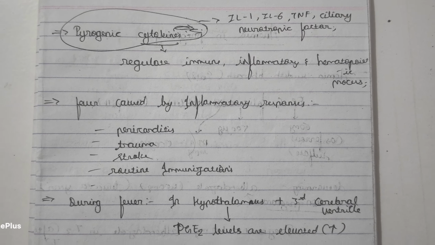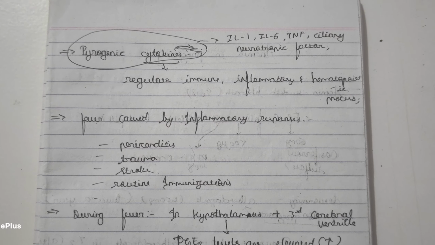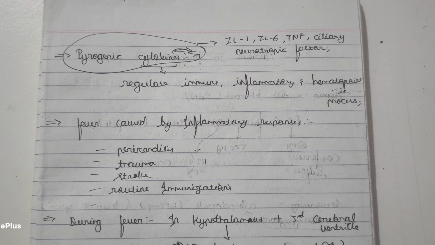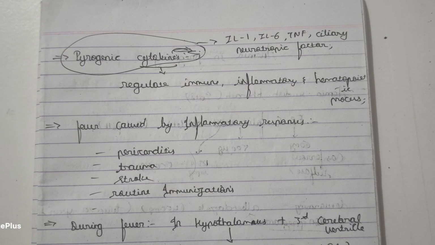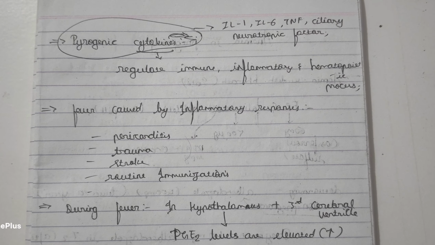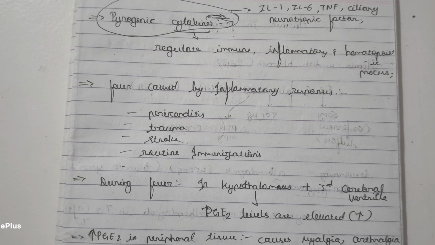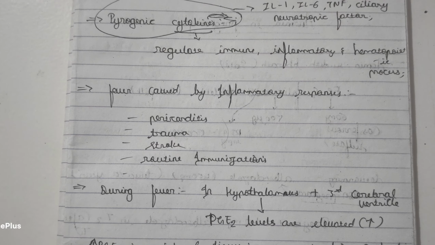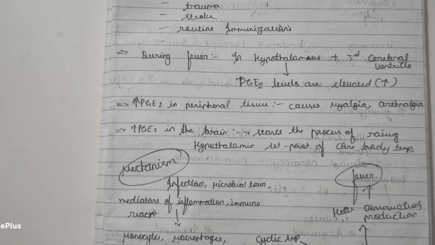Next, some cytokines. They are chemical mediators. These cytokines help in mediating processes of the immune system, the inflammatory system, and hematopoiesis. So they are mainly interleukins 1 and 6, tumor necrosis factor, and ciliary neurotrophic factor. The fevers which are caused by inflammatory responses are like pericarditis, that is, inflammation of your pericardium, and any trauma, any strokes, and routine immunizations like giving vaccinations. During that time, you observe the temperature will be increased.